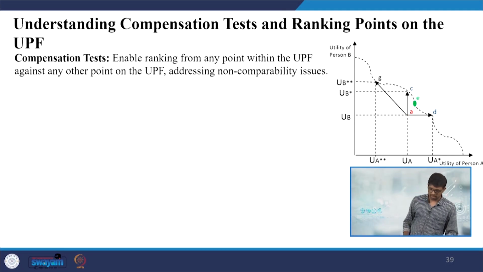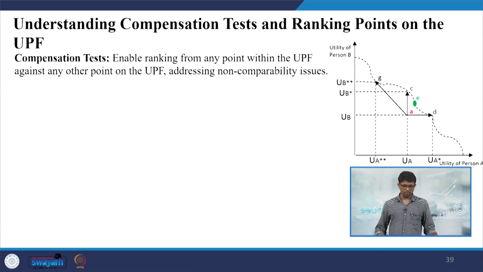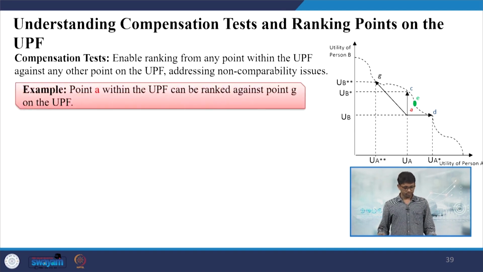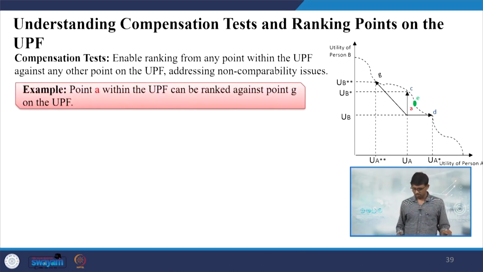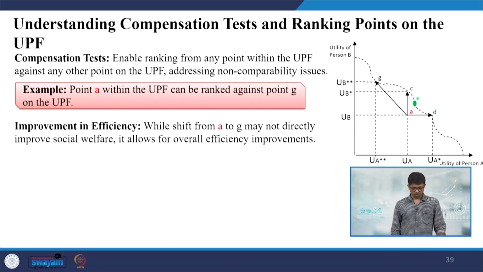The compensation test enables ranking from any point within the UPF against any other point on the UPF, addressing non-comparability issues, especially from point, if you mark it very carefully, here we say A and G. Point A within the UPF can be ranked against point G on the UPF. So, while shift from A to G may not directly improve social welfare, it allows for overall efficiency improvements.